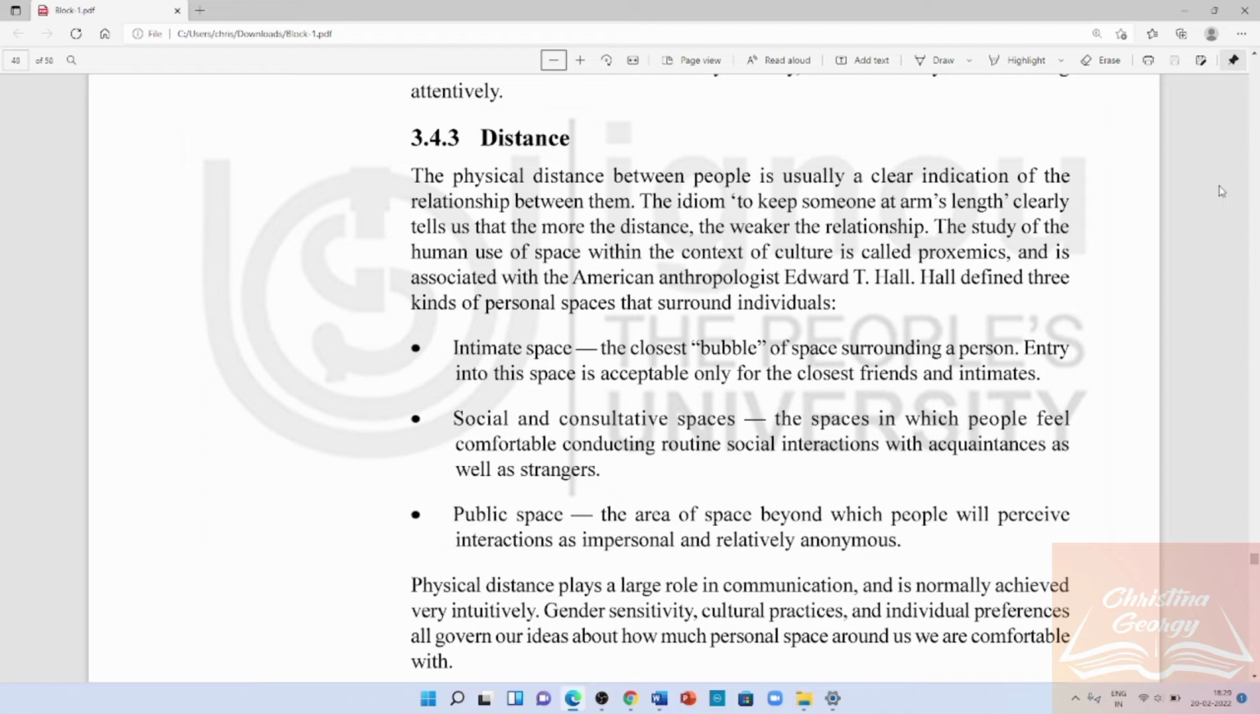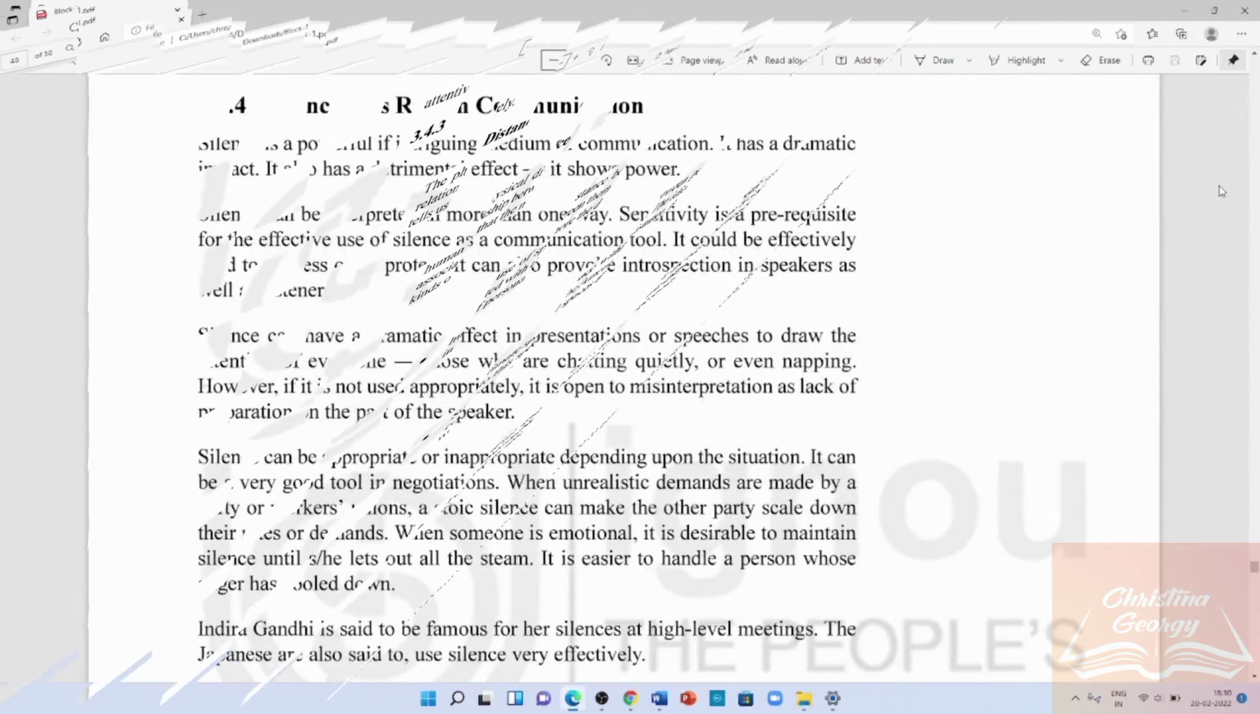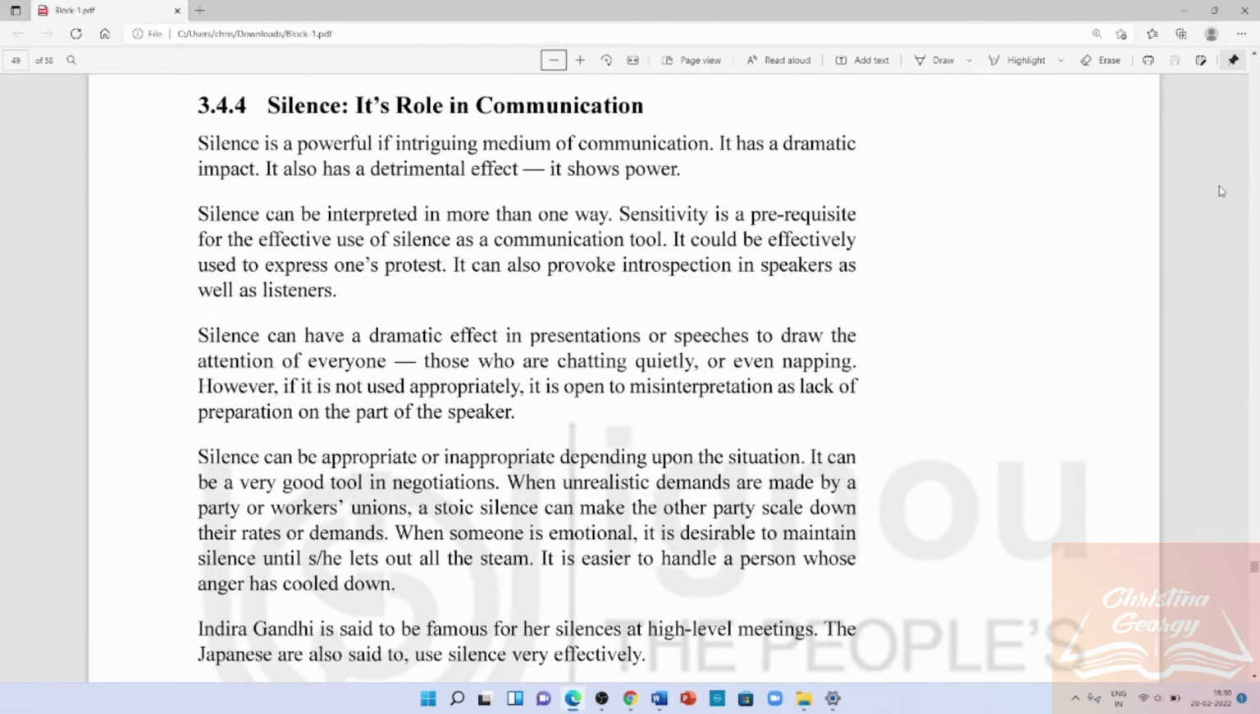Did you know that silence also plays a key role in communication? Yes, indeed, it is a powerful medium of communication. Silence can be effectively used to express protest. It can also provoke introspection in speakers as well as listeners. Remember, silence can be appropriate or inappropriate depending upon the situation. It can be a very good tool in negotiations.